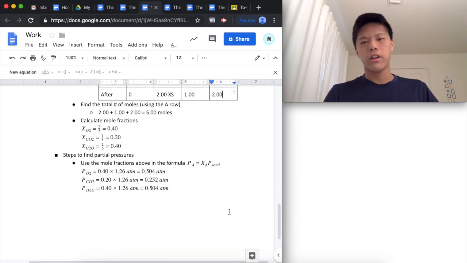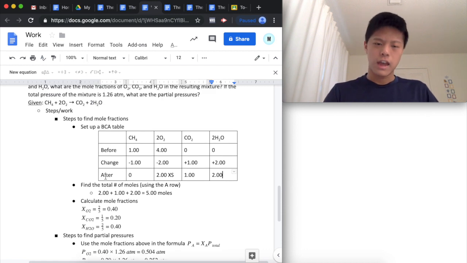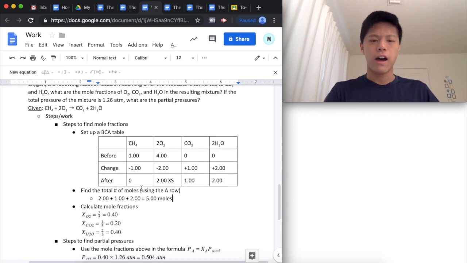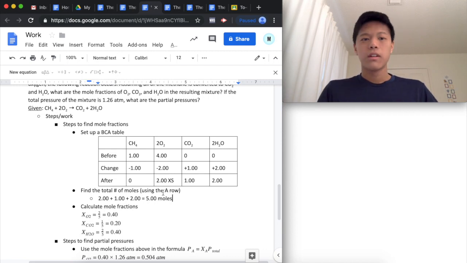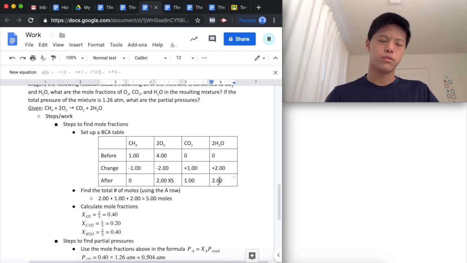So from there you would find the total number of moles using the after row. Basically you're trying to find how many moles of gas are in the final mixture. So that would be 5 moles if you're adding all these up. And then you just divide the number of moles in each column here by the total number of moles. So for example, for oxygen, you just divide 2 by 5. That would give you 0.4, and then you do the same for CO2 and H2O. So 2 over 5, 1 over 5, and 2 over 5.